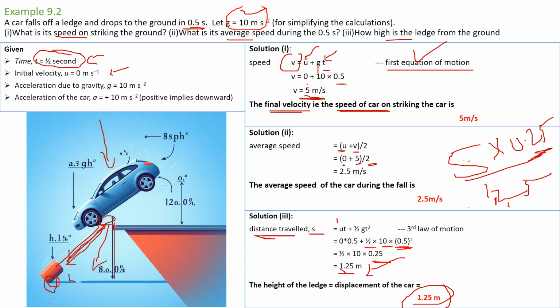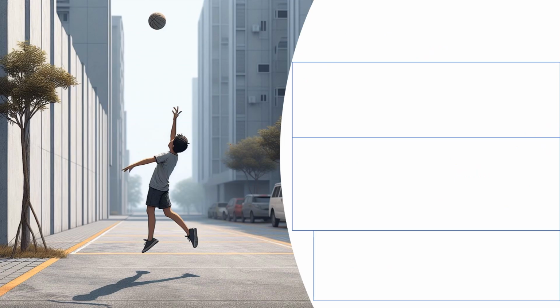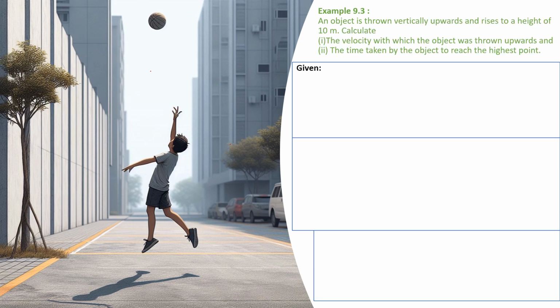Okay. Let's solve the next problem now. Let's solve some more problems. Again, these are taken from a book. Example 9.3. An object is thrown vertically upwards. Look at it. An object, assume a ball, is thrown vertically upwards and rises to a height of 10 meters. Assume this height is 10 meters.